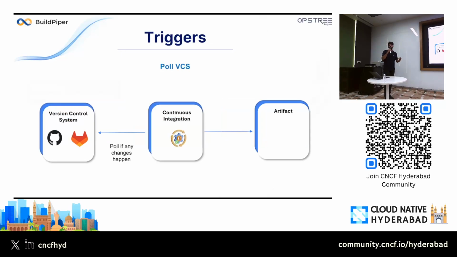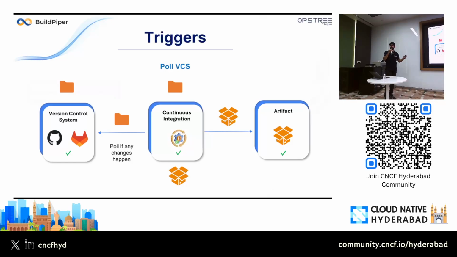So now comes the question: how do we know when to trigger the CI pipelines? We have two schools of thought here. One is the pull-based mechanism, and the other is the push-based mechanism. The pull-based mechanism is basically the CI keeps checking with the version control system if any changes have happened to the repository, and if it finds any changes, it is going to pull those changes, run the entire CI cycle, and publish the artifact.